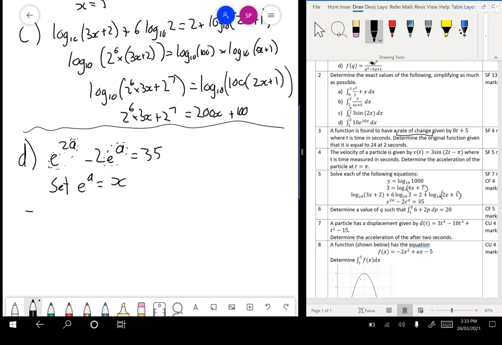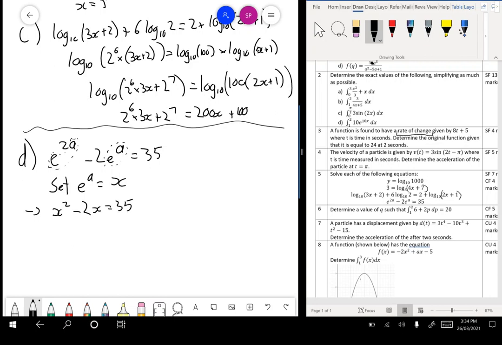So when I do that, what I get is instead of e to the 2a, it becomes x squared, so that 2 sort of just hovers up there. There's an index law reason why, but I'm just not going to go into it now. But suffice to say, e to the 2a, if e to the a is x, becomes x squared. Over here it becomes minus 2x equals 35.